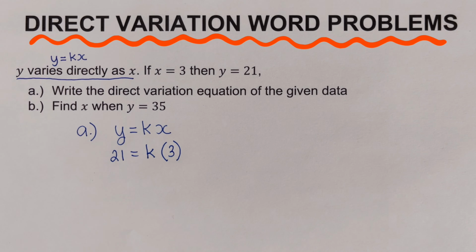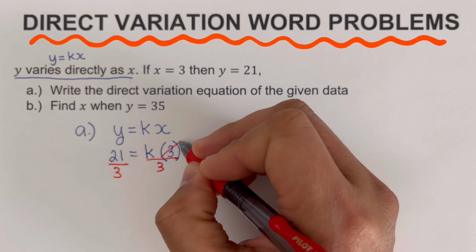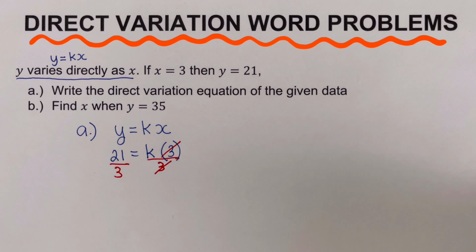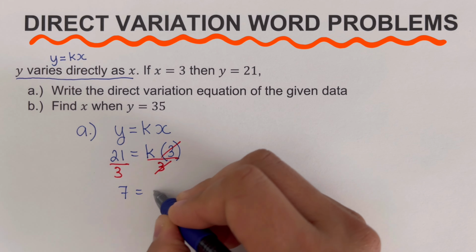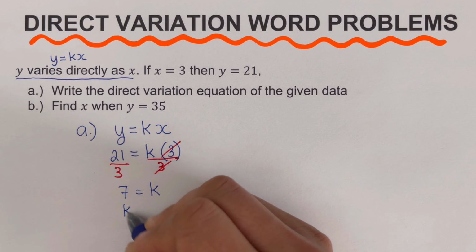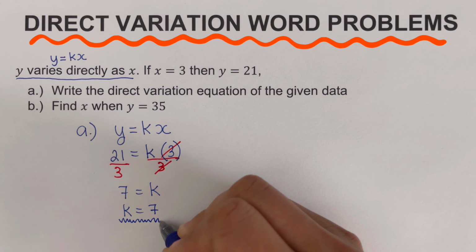So we are going to solve for k. We can do that by dividing both sides by 3. We divide this by 3 so we can cross the 3 out. This gives us 21 divided by 3 is 7, and that is equal to k, or k is equal to 7. So this is our value of k.